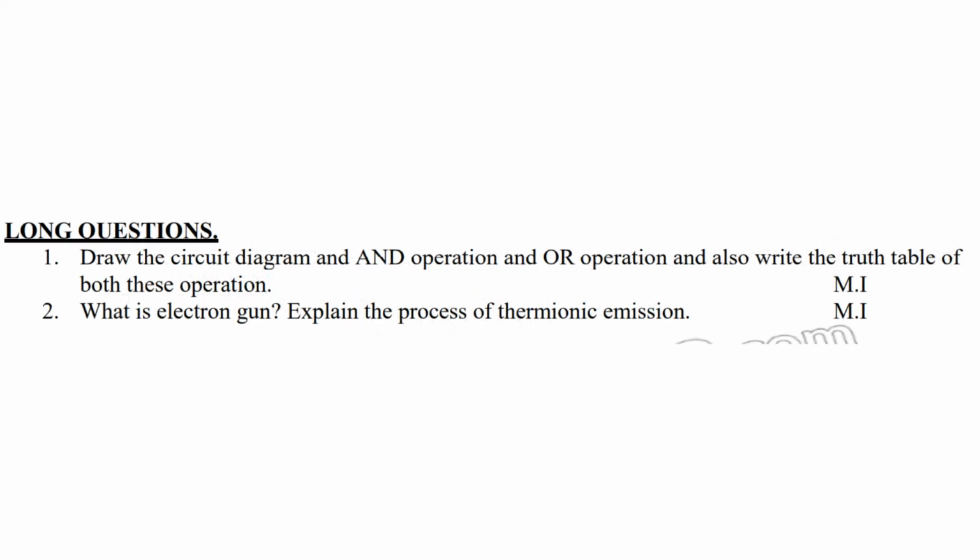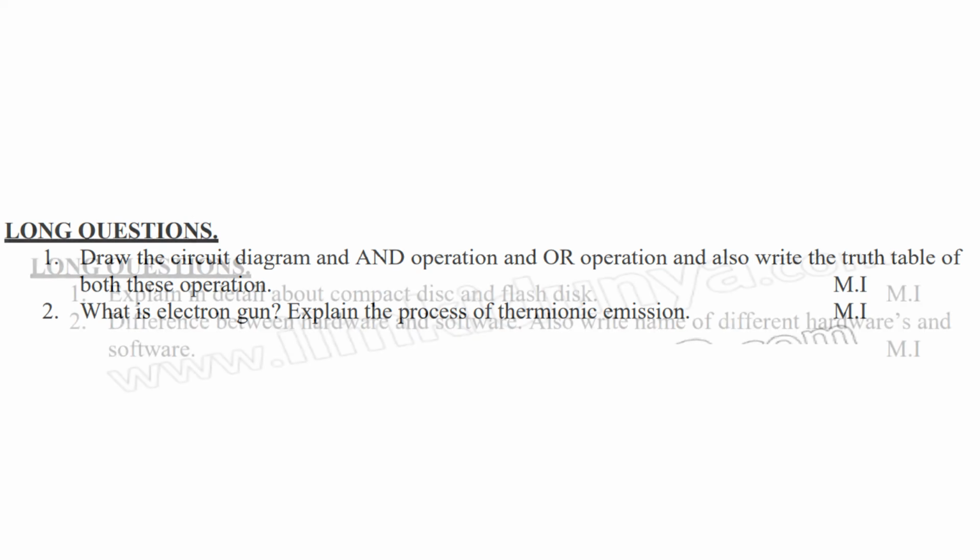Now we will further move on to unit number 16. So the most important long questions of unit number 16 include: Draw the circuit diagram and operation of AND and OR operations, and also write the truth table of both these operations. Number 2, what is an electron gun? Explain the process of thermionic emission.